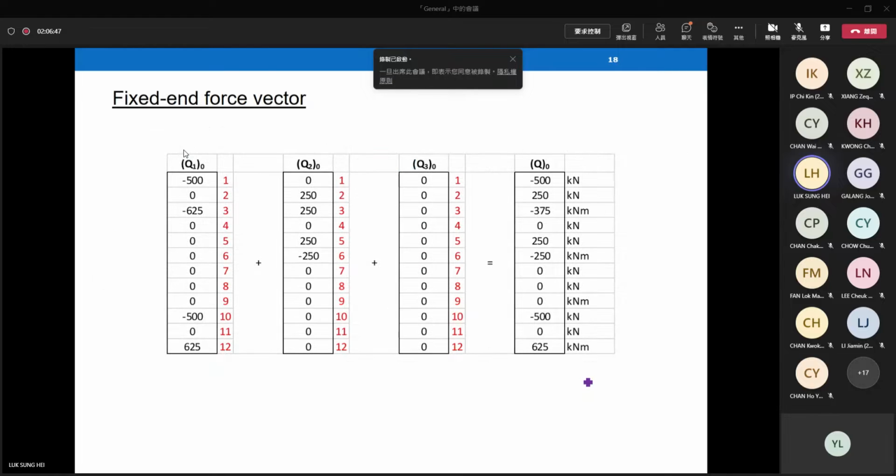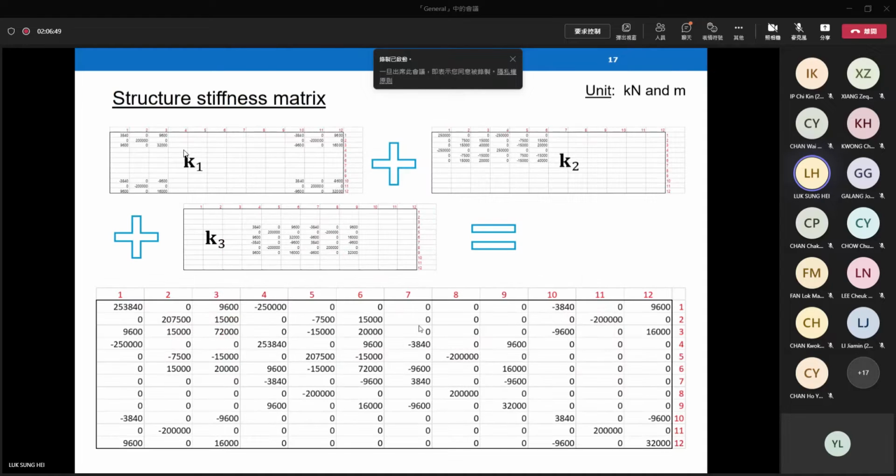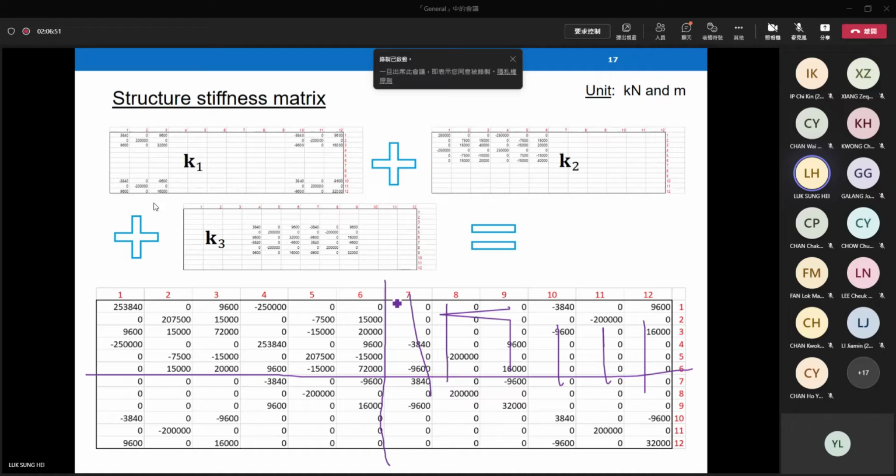Try to practice how to assemble the matrix. Maybe you can practice using some easier example, like example 1 or the example in the lecture notes. This one is quite comprehensive. I suggest you may use Excel to do the calculations.